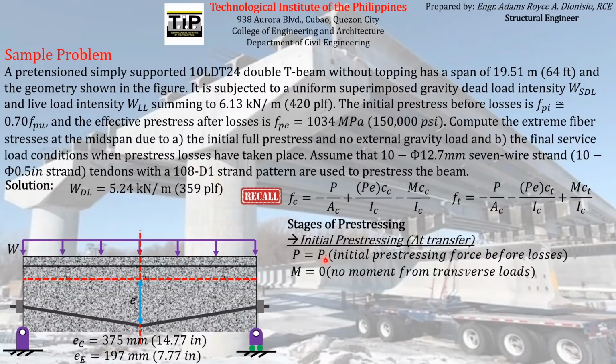Again, may I just recall that Pi is the initial pre-stressing force before losses. That is the initial pre-stress force that is being transferred to the concrete element as you cut the pre-stressing reinforcement. At that particular stage of pre-stressing, there is still no moment being induced on the concrete element because the concrete element itself is still fully supported by the precasting bed. So the moment acting on the concrete element is equal to zero, because there is no moment from transverse loads, especially the self-weight, at this particular stage of pre-stressing.